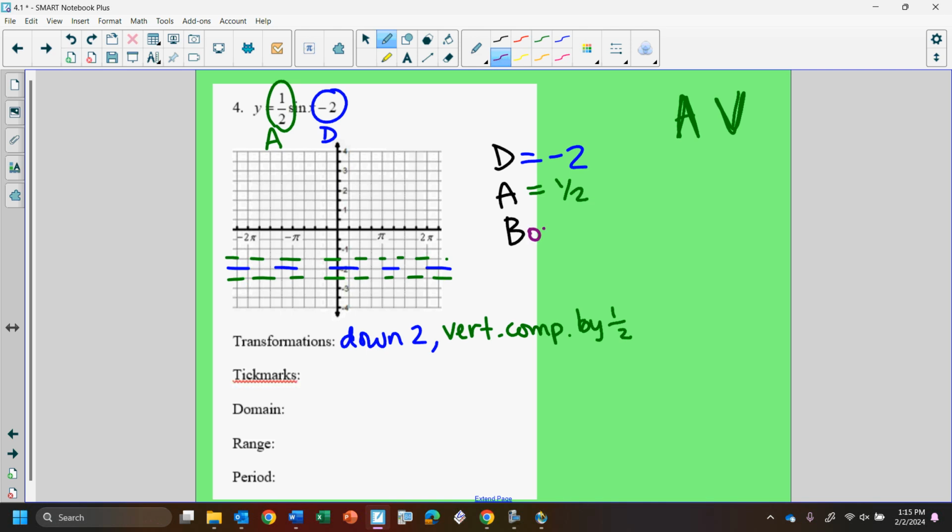Bookends. 0 to 2 pi. The bookends are 0 to 2 pi. Put that x in the middle. It's just an x again. There's nothing to solve until next class. Yeah? 0 to 2 pi.